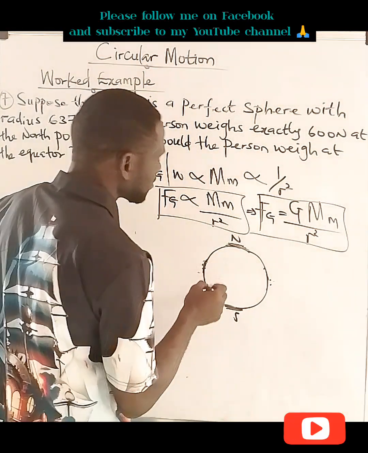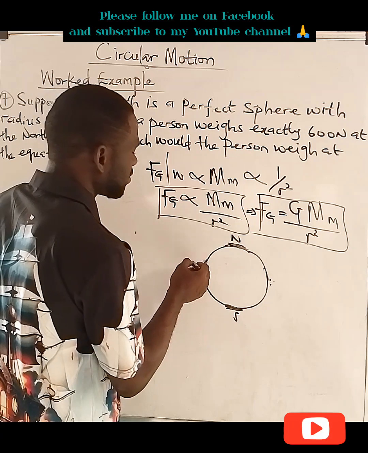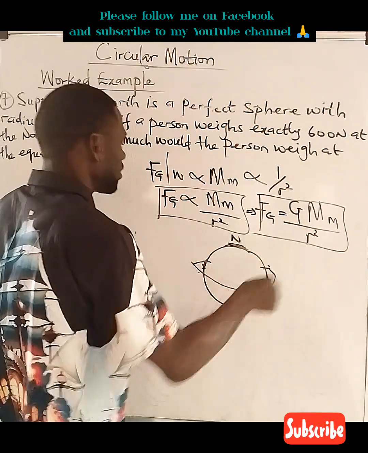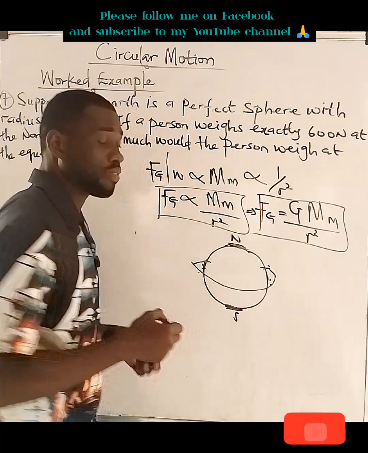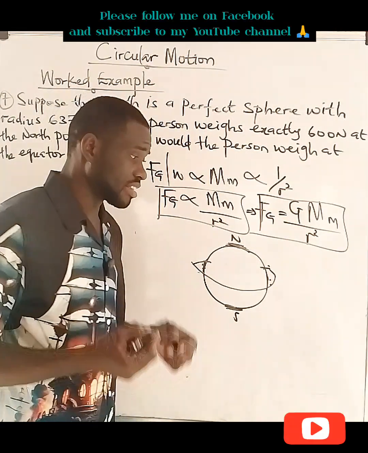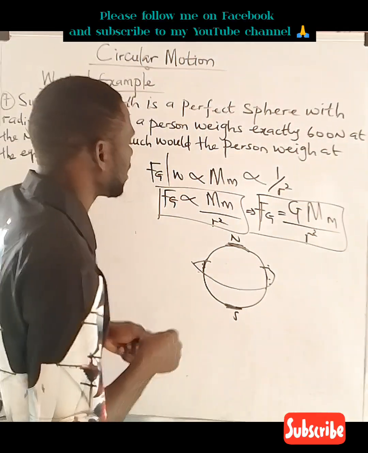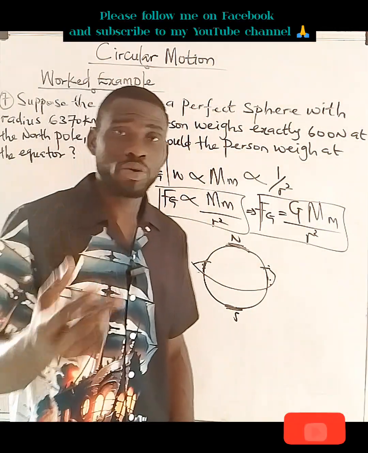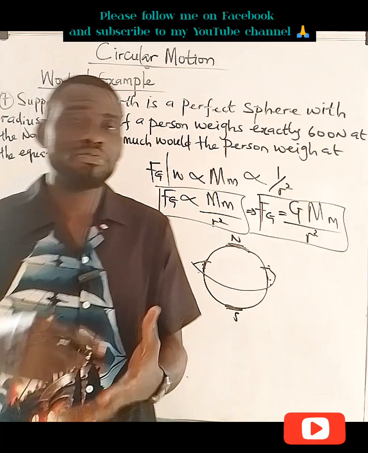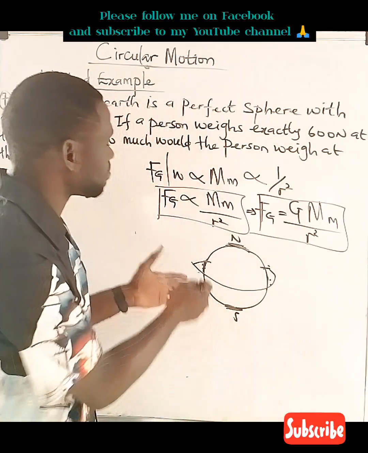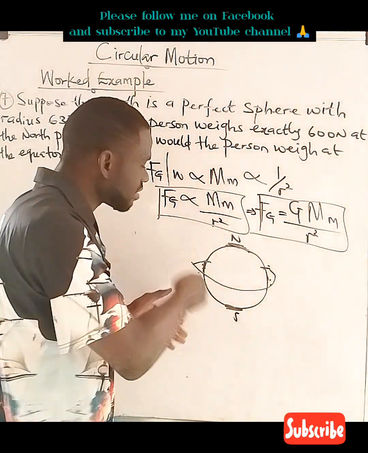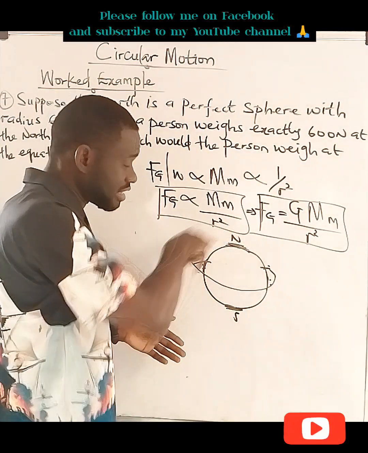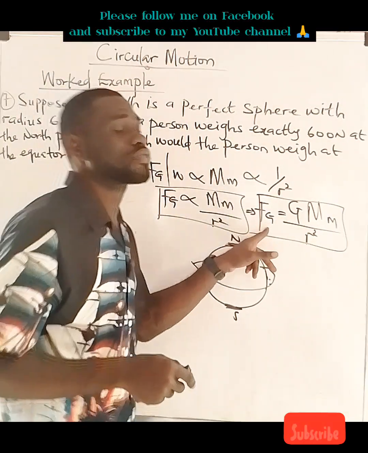Now, let's say we have a body orbiting the Earth like this, moving like this. Those bodies can be called satellites. And for the fact that we have a body orbiting the Earth, we're talking about circular motion, bodies moving in a circular path. So what really helps bodies to move in this circular path about the Earth, to keep moving in this orbit, is simply the gravitational force.